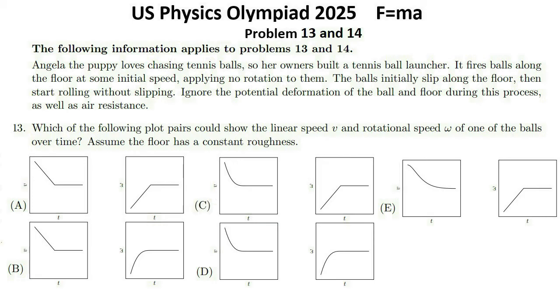Problem 13. Which of the following plot pairs could show the linear speed v and rotational speed omega of one of the balls, over time? Assume the floor has a constant roughness.